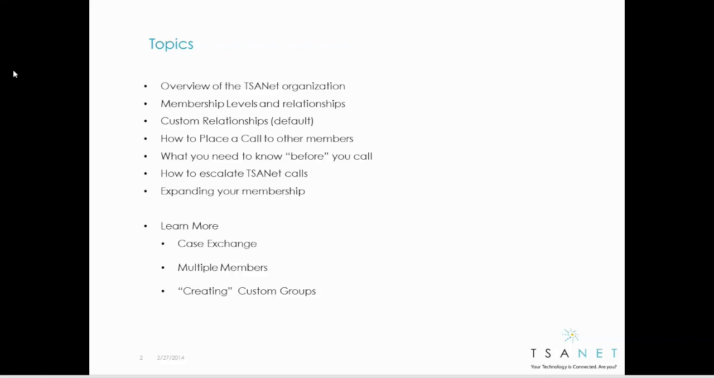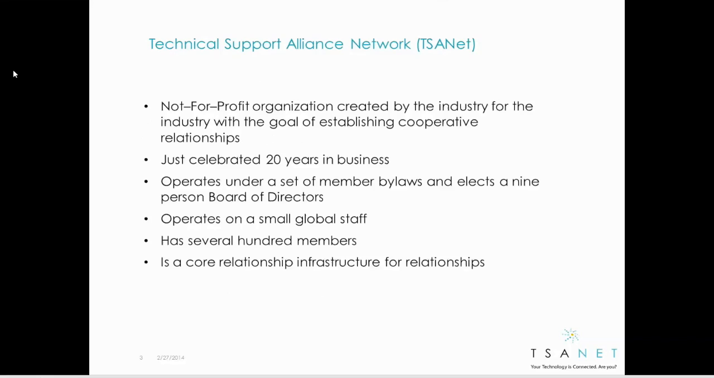You're going to see what you can do here with expanding this out into multiple members and the way that the structure is set up. So you can have more than one relationship with a particular company. And we'll talk about that as we get into the groups. And then what you're partaking in now is actually a custom group that was created by another company. We'll talk about what other companies are doing industry-wide within TSANet. So let's dig into the organization a little bit.